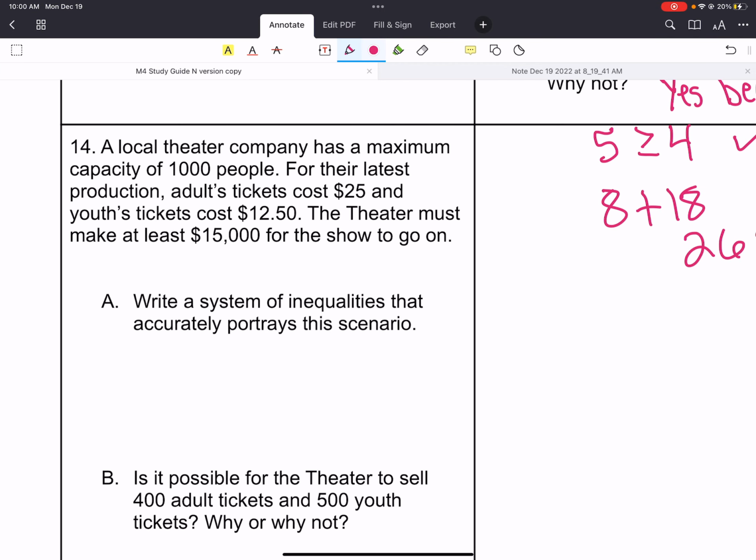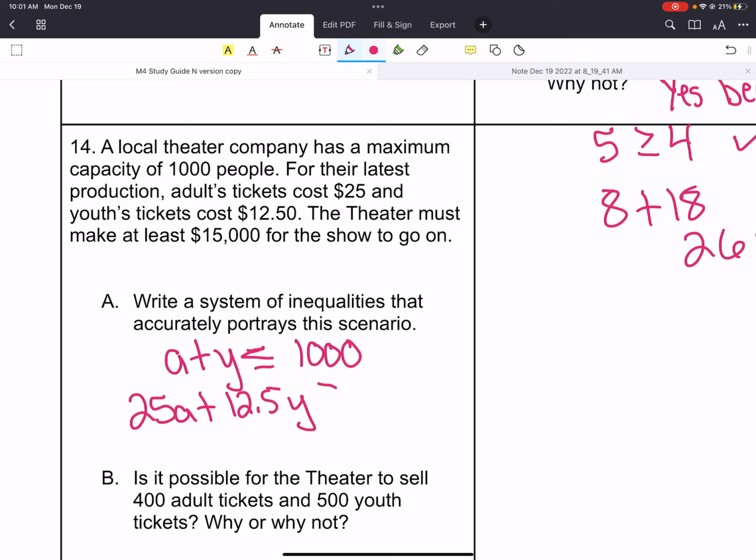A local theater company. All right, so we've got 2 things going on here. We've got quantity of tickets and then we've got money. So here we go. Adult plus youth tickets. Guys, they can only hold 1,000 people, so they have to sell less than or equal to 1,000 tickets. For money, 25A plus 12.5Y. And they have to sell at least $15,000 for the show to go on. So there is my system.